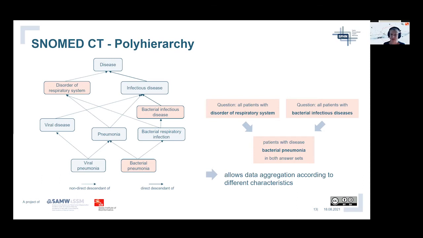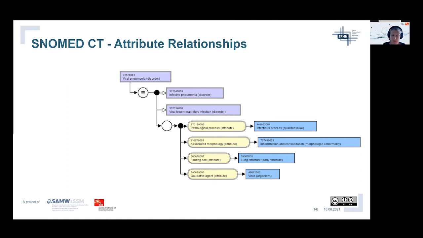So it allows to aggregate data according to different characteristics. Now about attribute relationships. Here I brought for you a screenshot from the SNOMED CT browser. In the browser, you can not only see the relationships between the concepts, but also their definition. And the definition is illustrated in such a tree. And the yellow boxes here are the attribute relationships.